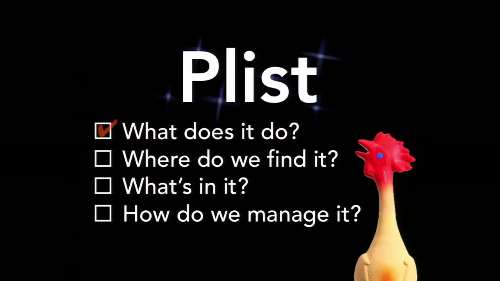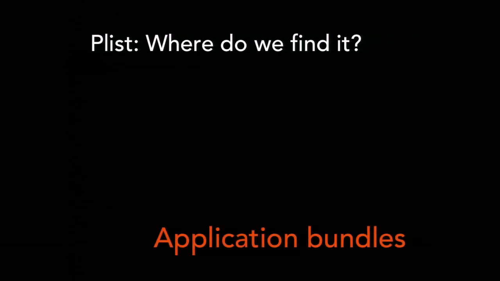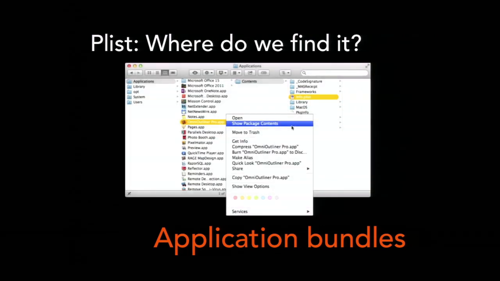All right, so that's what P-lists do and what they are. Let's talk about where we find P-lists now. When I open the Applications folder, I can right-click almost any application bundle, or control-click it, and say Show Package Contents. In this example, I'm choosing to show the contents of OmniOutliner, and when I look inside the Contents folder, I see inside the app an Info.plist. So that's one place where you can find P-lists.